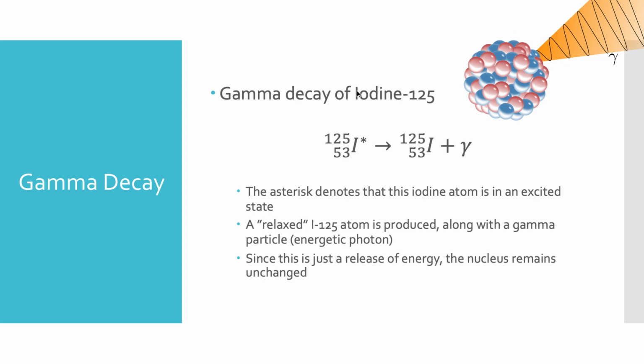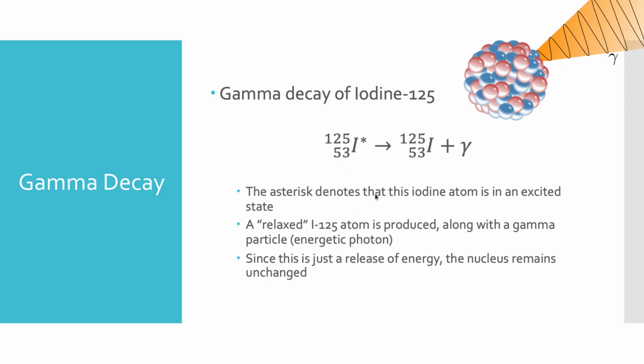So notice on the left, I have iodine 125, where it has an atomic number of 53 because it's got 53 protons and a mass number of 125. And it has this little star, which just means it has a lot of energy. And it becomes iodine 125. So this looks the same except no star because it has less energy plus the energy that got released. So all that happened is that the iodine had lots of energy and released some, but didn't lose protons or neutrons. So again, like I said, the asterisk on the left side denotes the iodine atom is excited.